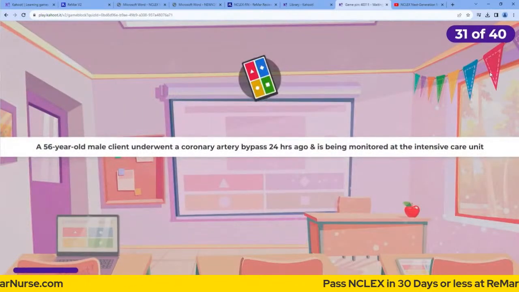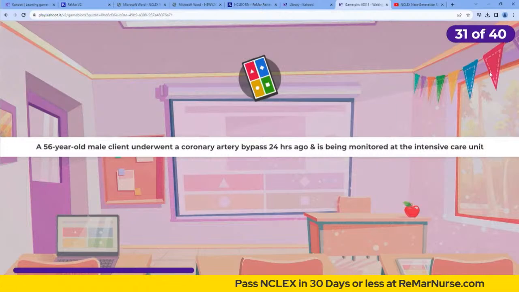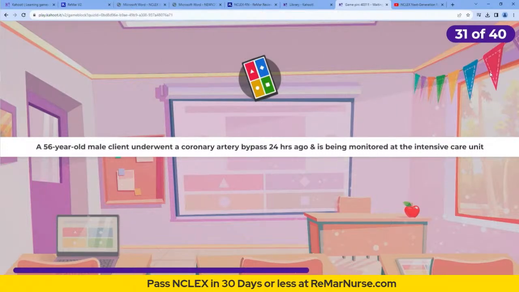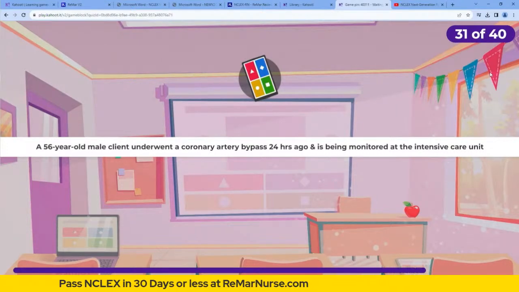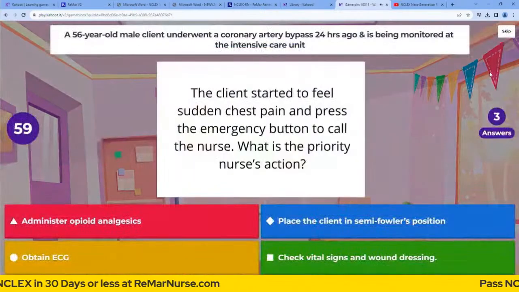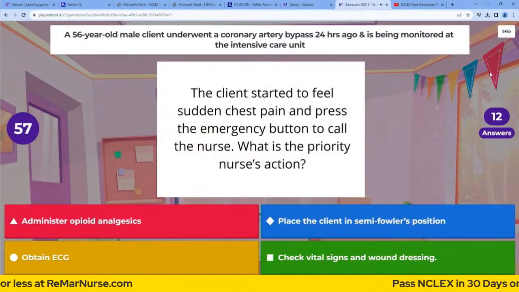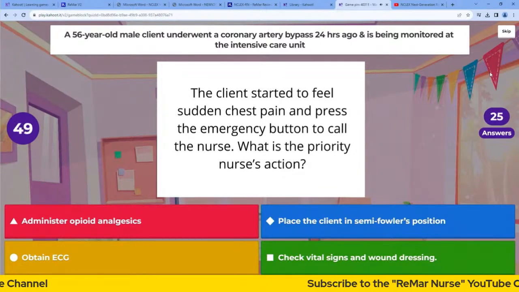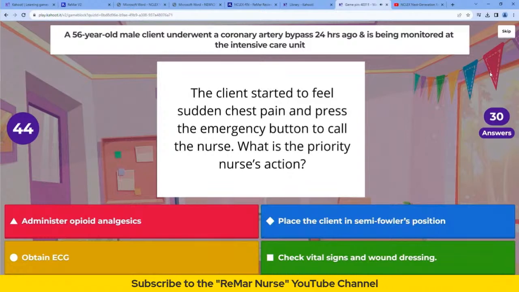Beautiful job. A 56-year-old client underwent a coronary artery bypass. That's open heart, open chest heart surgery. Okay. 24 hours ago and is being monitored at the intensive care unit. The client started to feel sudden chest pain and presses the emergency call button to call the nurse. What is the priority nursing action?